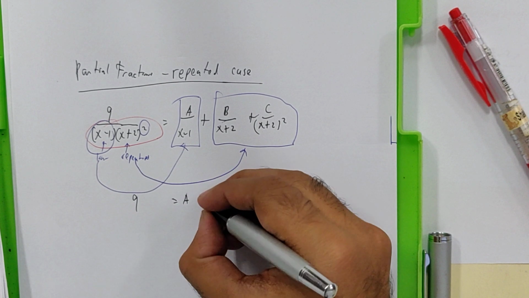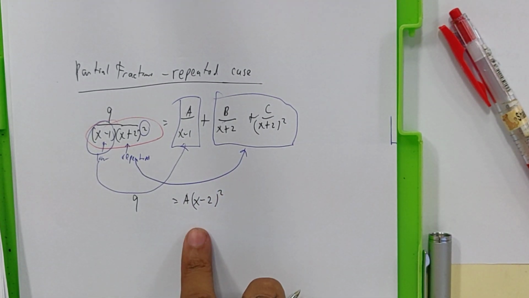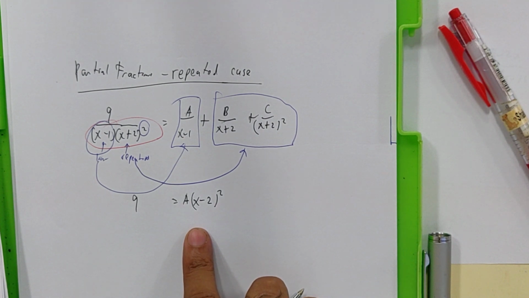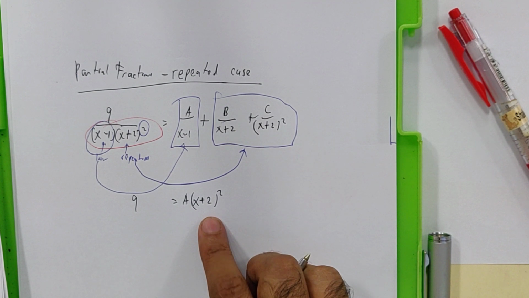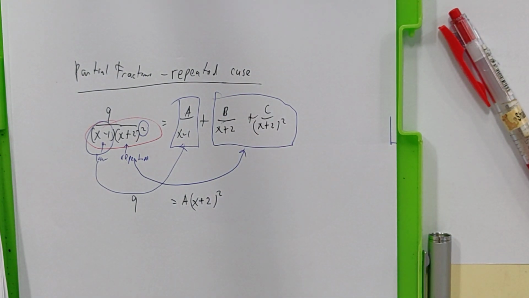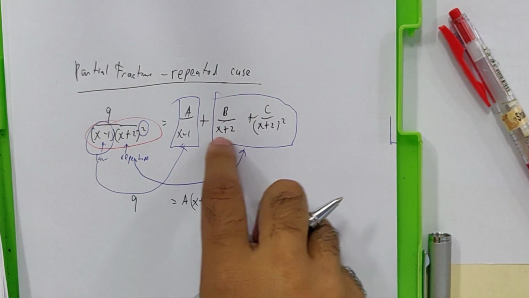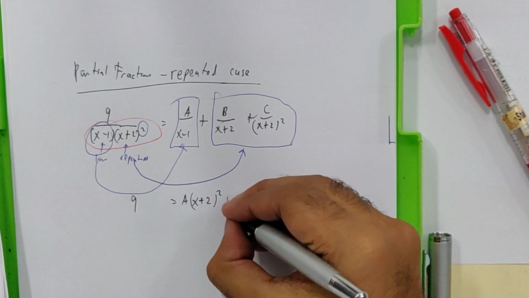A times x plus 2 squared. Are you okay? Oh, plus. Thank you. Plus. Are you okay? I'm not okay. Sorry. Dengar elok. Ini penting. Ini orang silap. So next one here we multiply with what? Plus B.